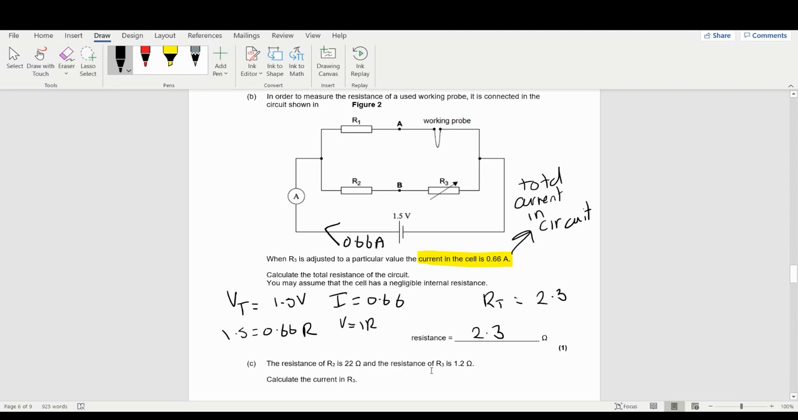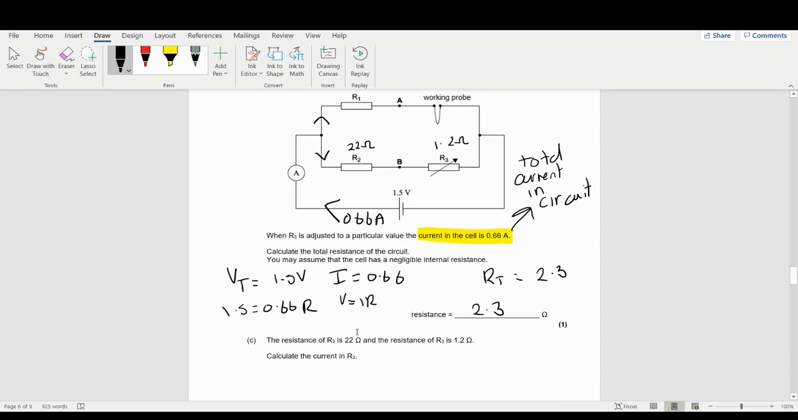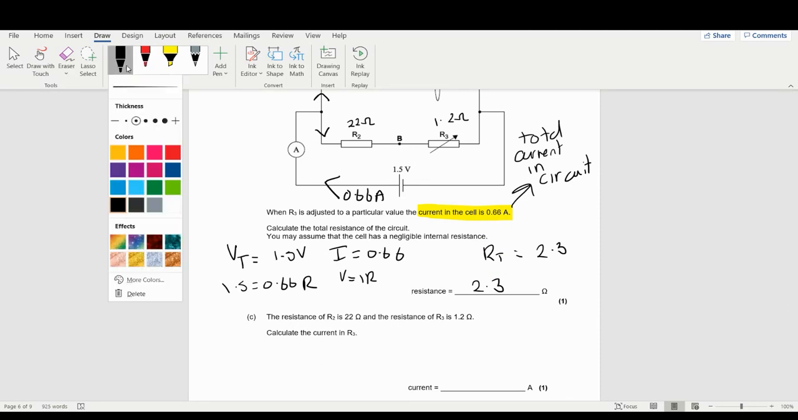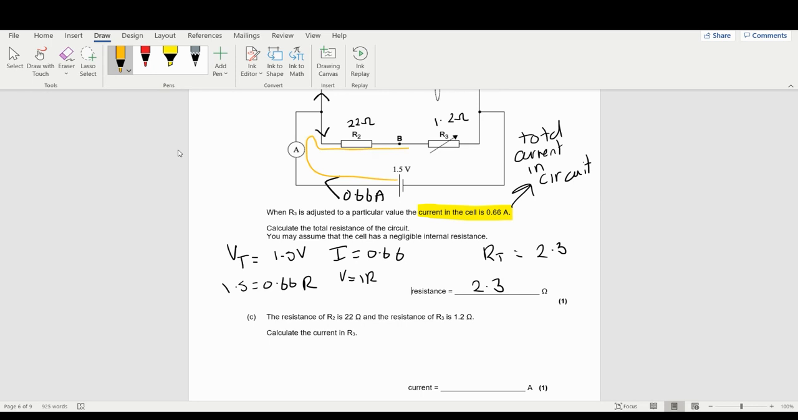This brings us on to how I do the next one here. The resistance of R2 is 22 ohms, and the resistance of R3 is 1.2 ohms. Calculate the current in R3. So if you actually draw on the circuit, and you can draw on circuits all you want, this is exactly what I'm doing here. I know that if an electron was going round, it will go from here, and it could go this route round here and come back.